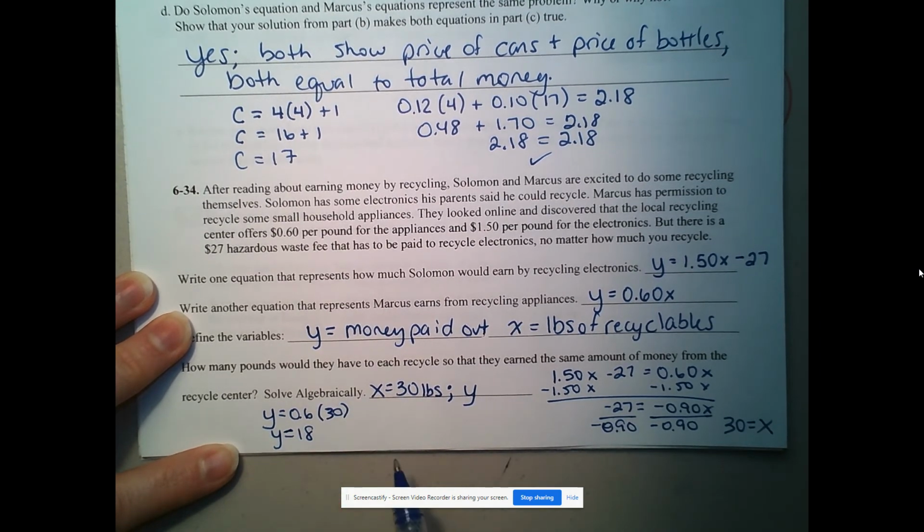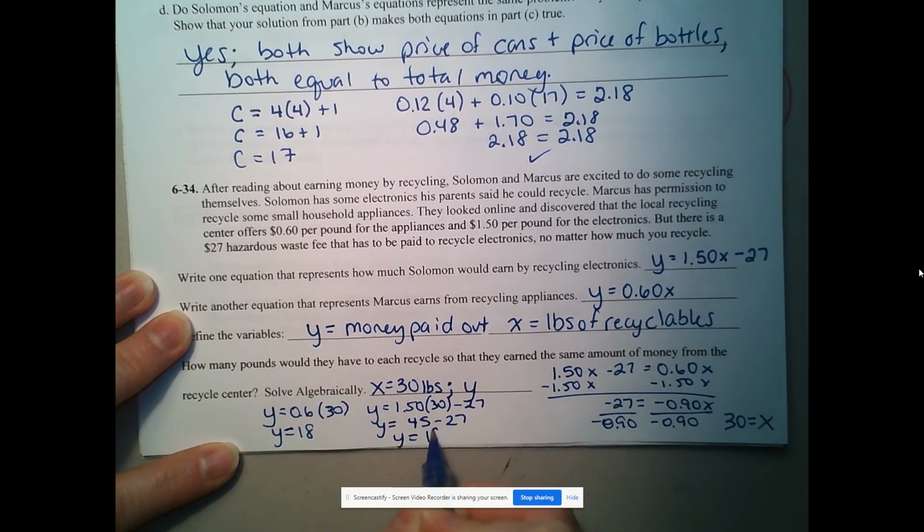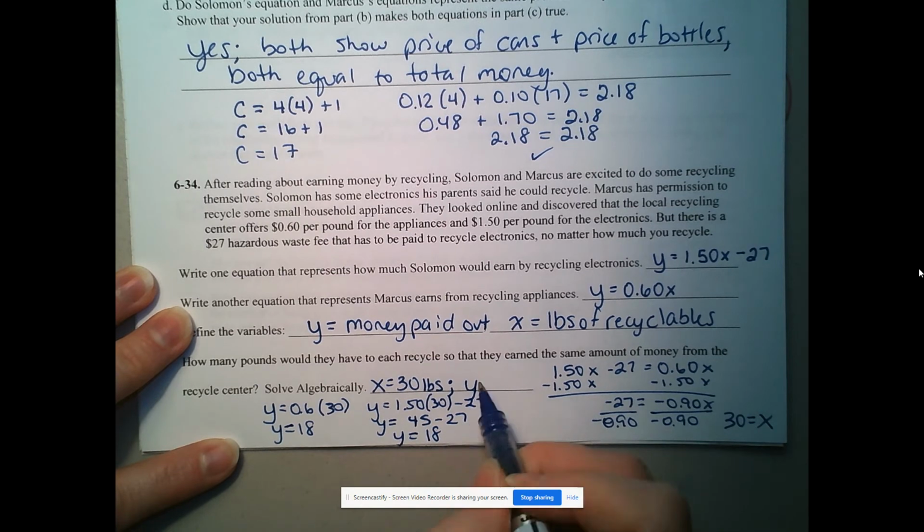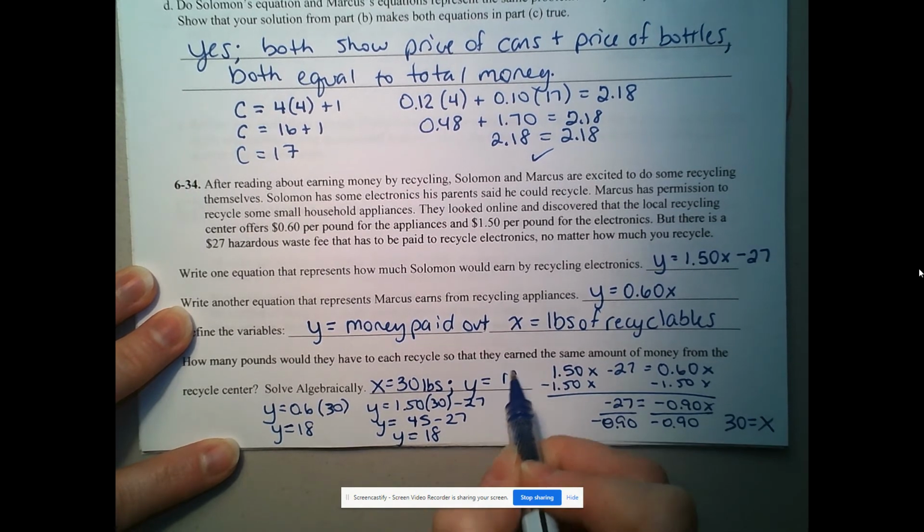You should get the same answer for both. So if I did $1.50 times 30 and then took away the 27, I would get $45. Take away the 27, and Y is still 18. So Y would equal 18 pounds.